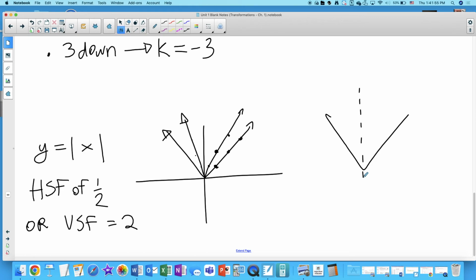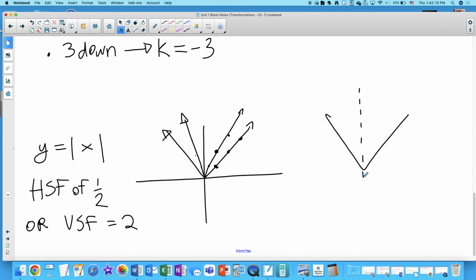Okay? And that is because there is symmetry to this function. And it happens to be symmetrical about the y-axis. Okay? So, in fact, the reflection in the y-axis doesn't make a difference at all.